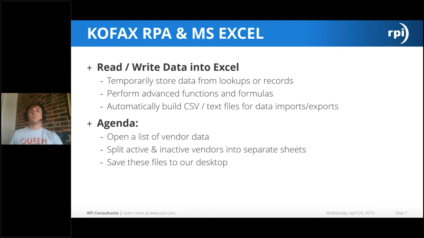So a little bit about what we're going to do today specifically. We're going to demo reading and writing data into and from Excel. So we are going to have a vendor data sheet, and these vendors are a mix of active and inactive vendors. And what we're going to do is split out the active from the inactive into two separate spreadsheets. And we're going to write all of their pertinent metadata as well to that spreadsheet.